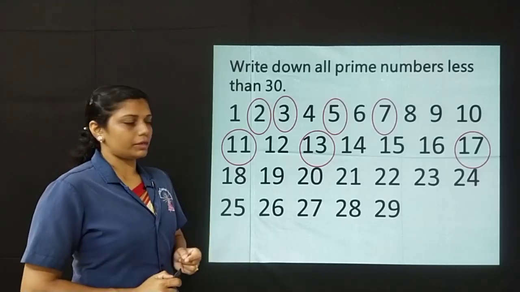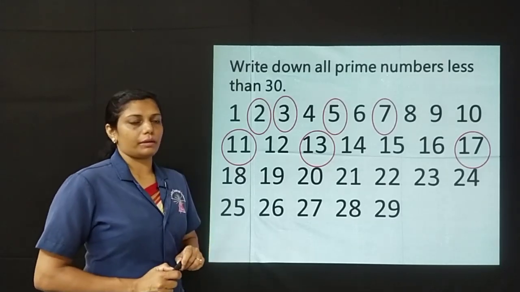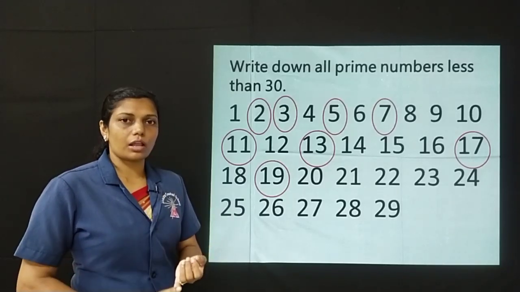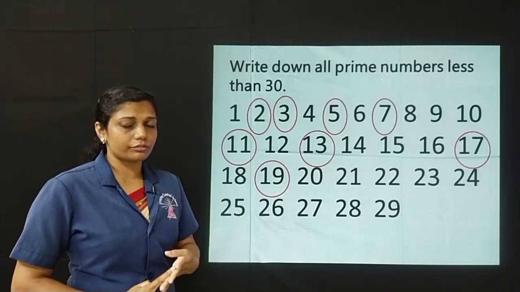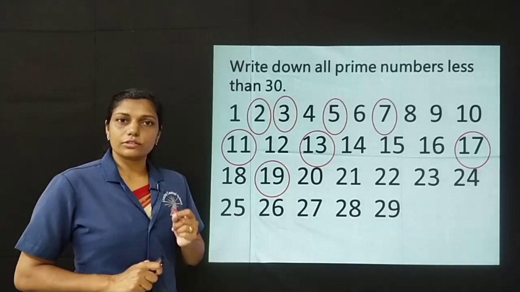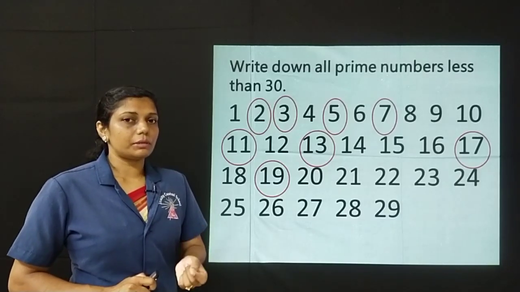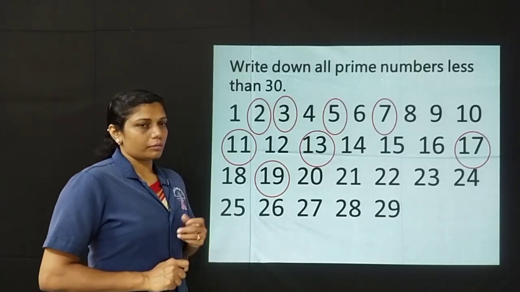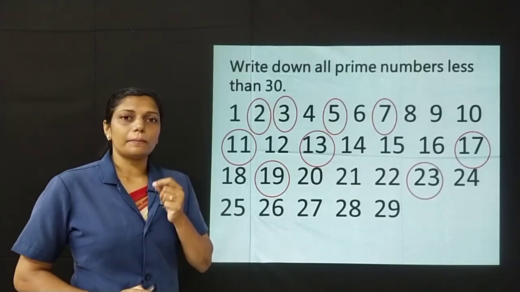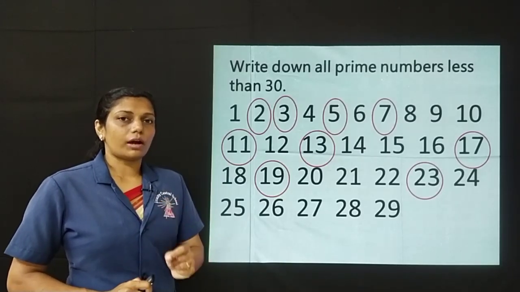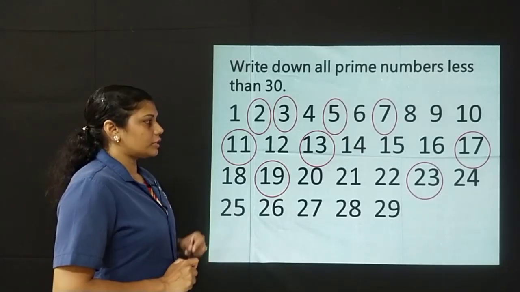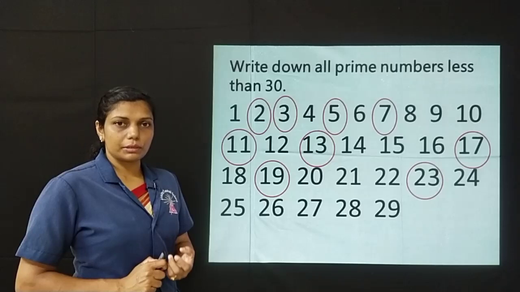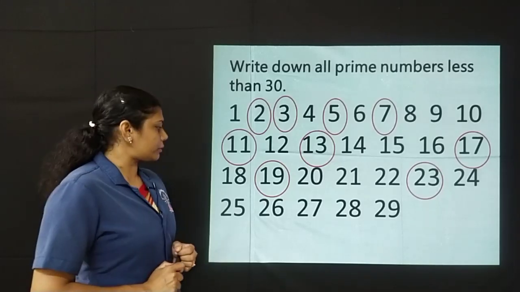18 is even, cannot be a prime number. 19 is a prime number, let me circle it. 20 is not, because it has the factors 1, 2, 10, 5 and others. 21 is not a prime number, it is divisible by 7, it is divisible by 3, correct? 22 is an even number. 23 is a prime number, it is divisible by 1 and 23, no other factors. 24 is an even number, it cannot be a prime number. 25 is divisible by 5, cannot be a prime number.